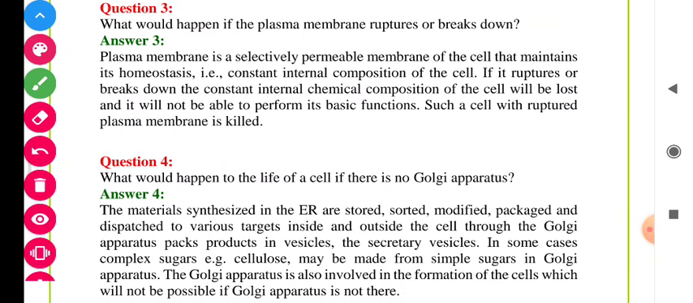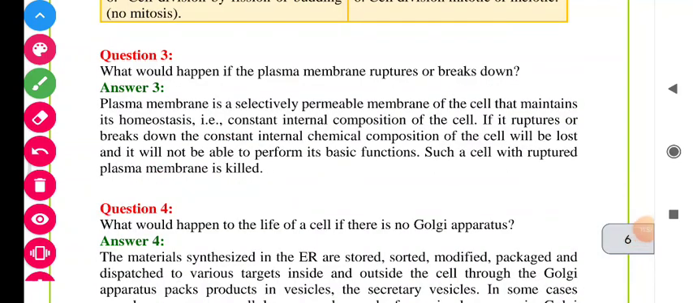Question number 3. What would happen if the plasma membrane ruptures or breaks down? As we know, the plasma membrane is a selectively permeable membrane, and a selectively permeable membrane allows certain substances entry and exit. So if it ruptures or breaks down, the constant internal chemical composition of the cell will be lost and it will not be able to perform its basic functions. So such a cell with a ruptured plasma membrane is killed. Means when the plasma membrane is not present, the cell itself will be killed.